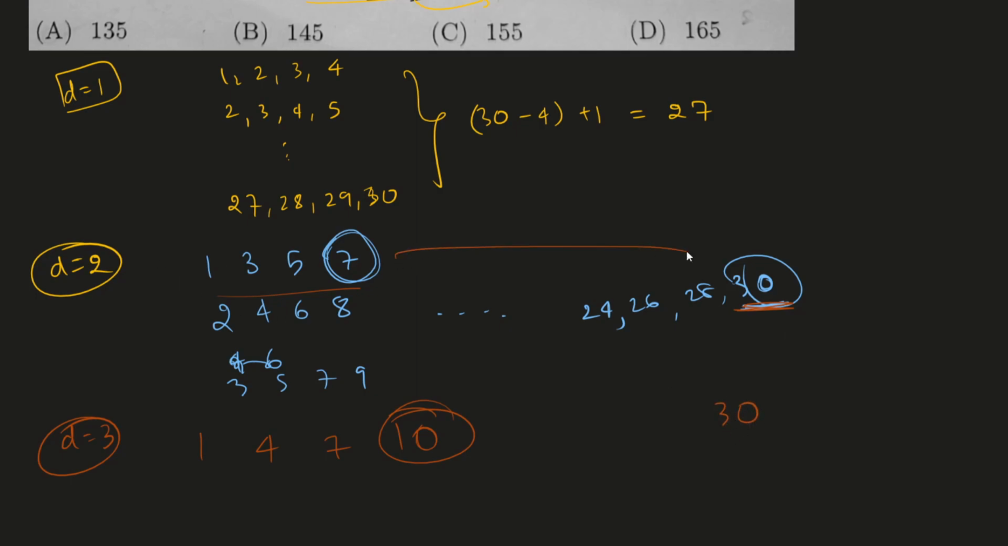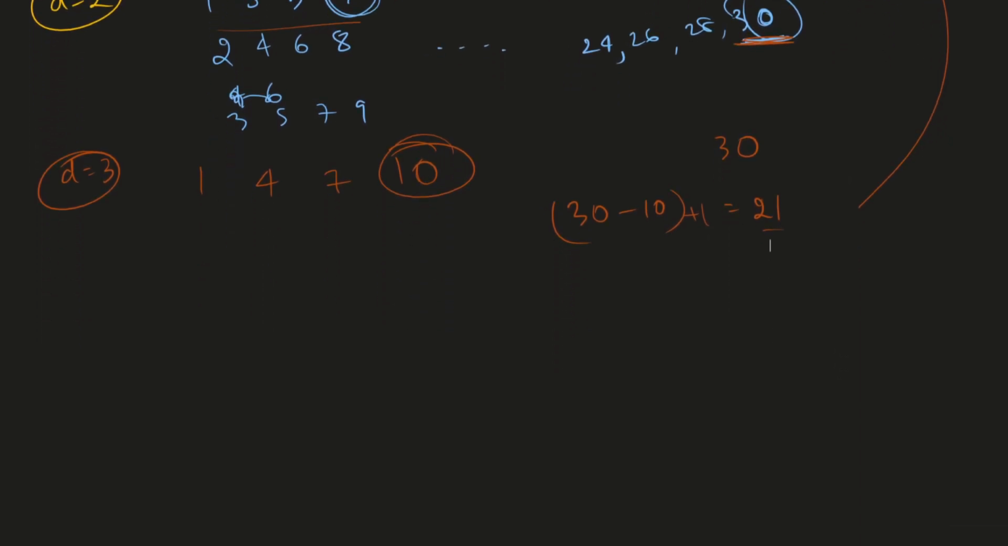So the number of sets in this case is 30 minus 7 plus 1, and this is equal to 24. In this case, 30 minus 10 plus 1, that's equal to 21. See a pattern? You're subtracting by 3. The number of ways itself forms an AP. So let's just continue this trend and see where it goes.